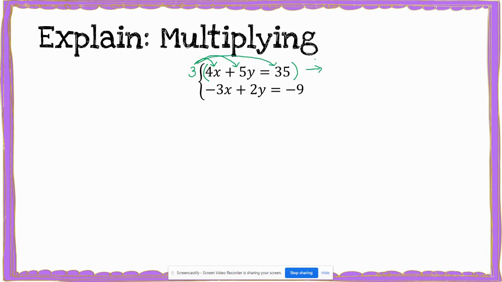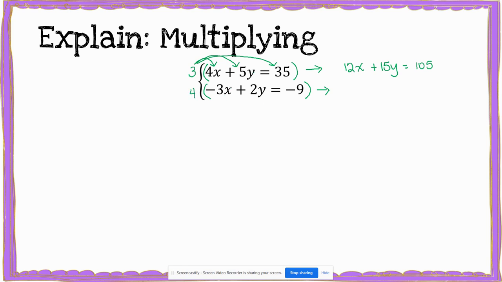Well, 3 times 4x is 12x. 3 times 5y is positive 15y. And 3 times 35 is 105. Now, that doesn't really help me unless I also multiply this second equation. I know that I can multiply 3 times 4 to get 12 also.